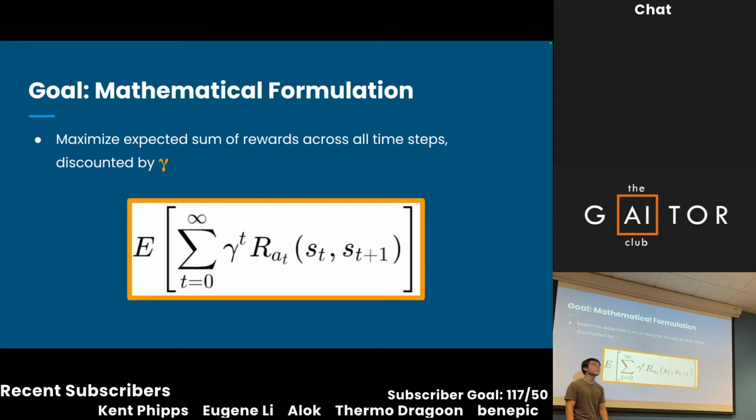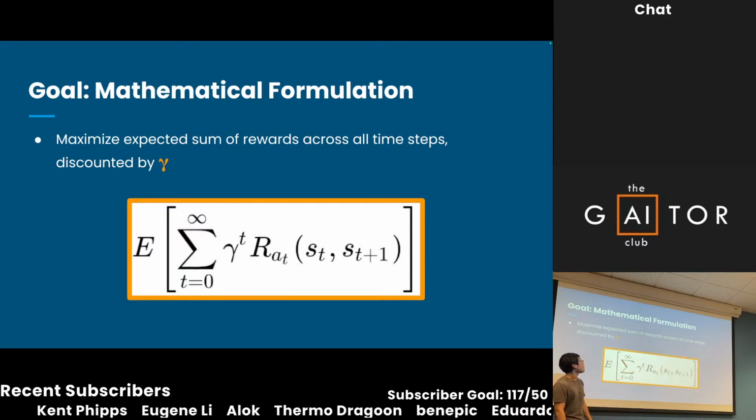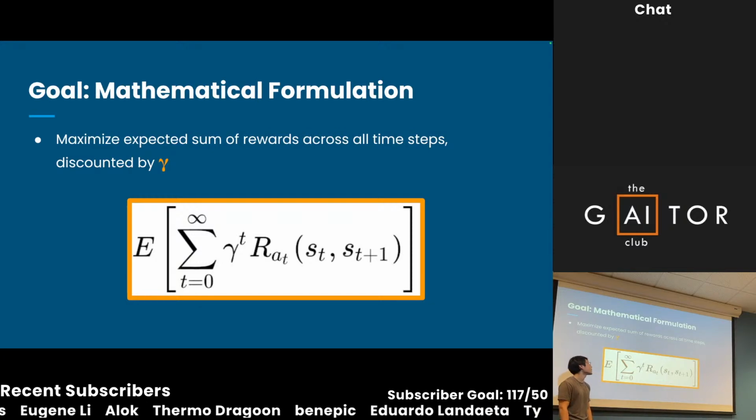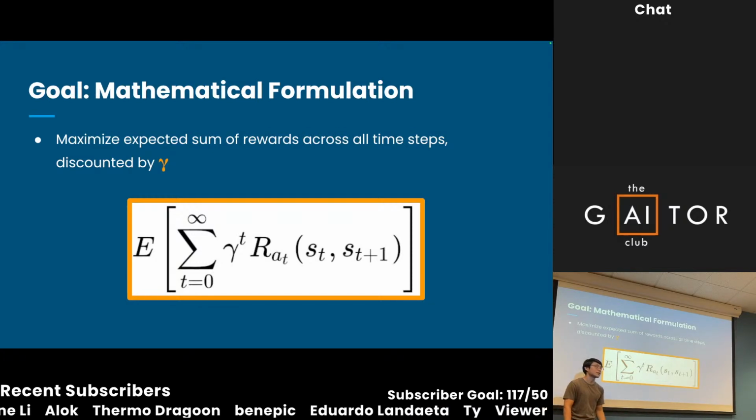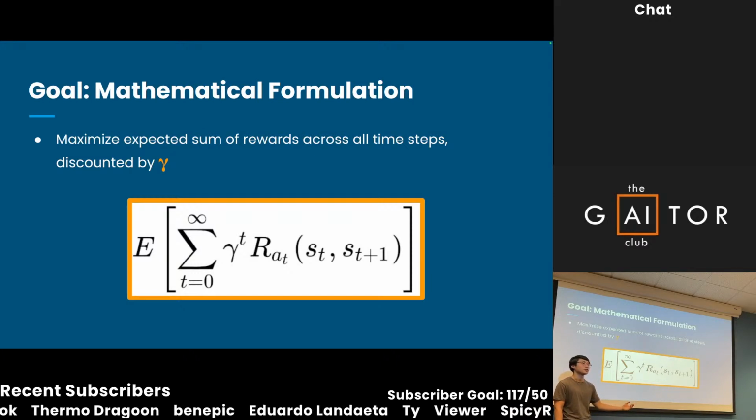What's the name of this formula? I don't know if there's a name for this, but if you just say the expected value of the sum of discounted rewards, it's a little bit lengthy, but I think it explains what you mean.